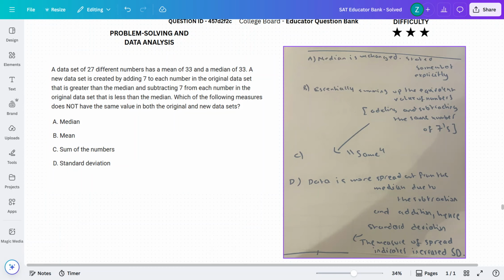Therefore, the whole graph just gets very much spread out. The data set is all over, across a much greater range of numbers, and therefore the standard deviation, which is the measure of spread, is clearly and massively expanded.